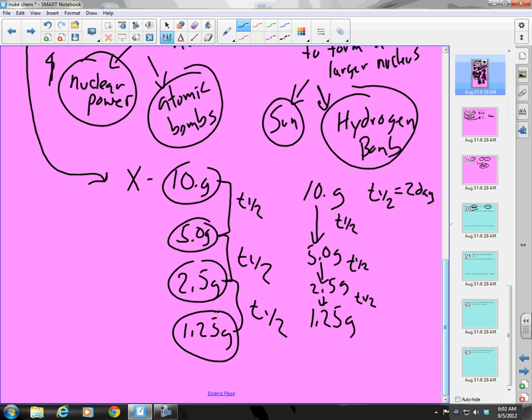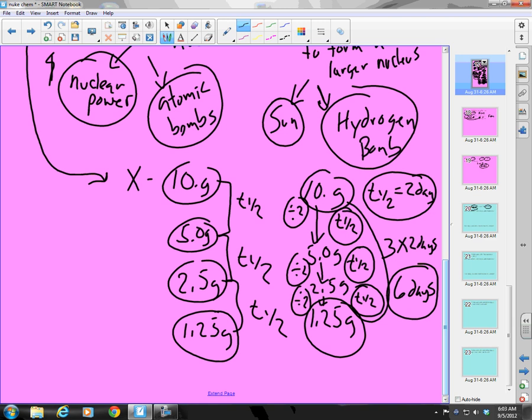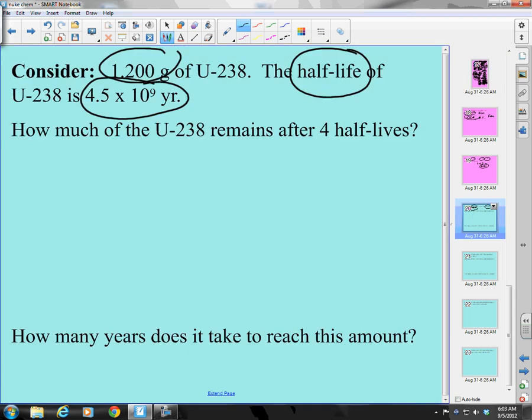Notice I've just taken my 10 divided by 2, my 5 divided by 2, my 2.5 divided by 2, and each of those is a half-life. So how many half-lives does it take to go from 10 grams down to 1.25 grams? 1, 2, 3 half-lives, right? Each half-life is 2 days. So I have 3 times 2 days, and what's my answer? 6 days. That's it. That's how easy half-lives are. Okay? Good. Let's see what you can do. Let's do this first one together, and then we'll see what you can do on your own.